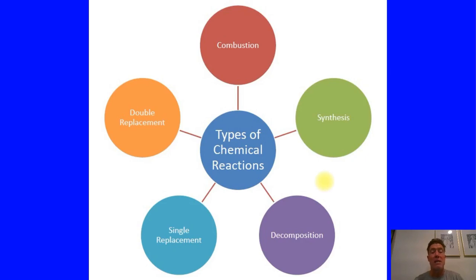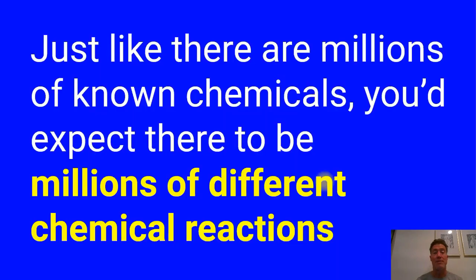We're going to see in this chapter that we're going to look at 5 different types. These aren't the only types, but these are 5 main types of chemical reactions. And so instead of memorizing millions of different chemical reactions, you can classify those millions under these 5 general types, or at least these 5 will classify many of those millions of reactions.